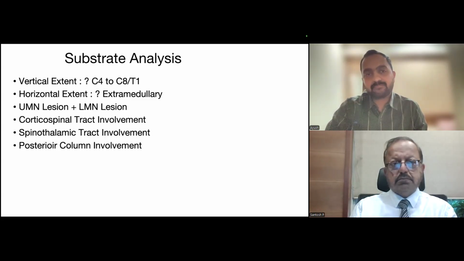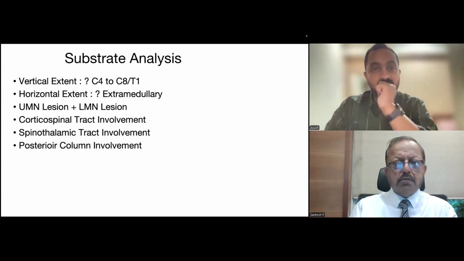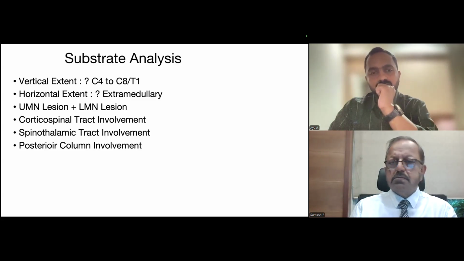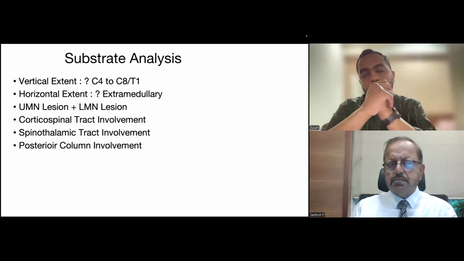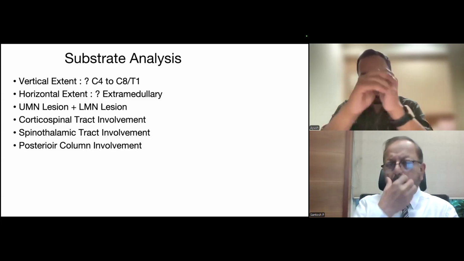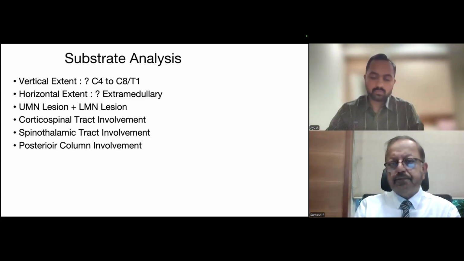Okay. Snehal, do you agree with the analysis of Ayush, or do you want to add or change something? Sir, I think upper cervical involvement we cannot rule out from the history, sir. It could be from the upper cervical cord also, might be the pathology, sir. So what would your vertical extent be? He has spastic quadriparesis, sir, of all four limbs.